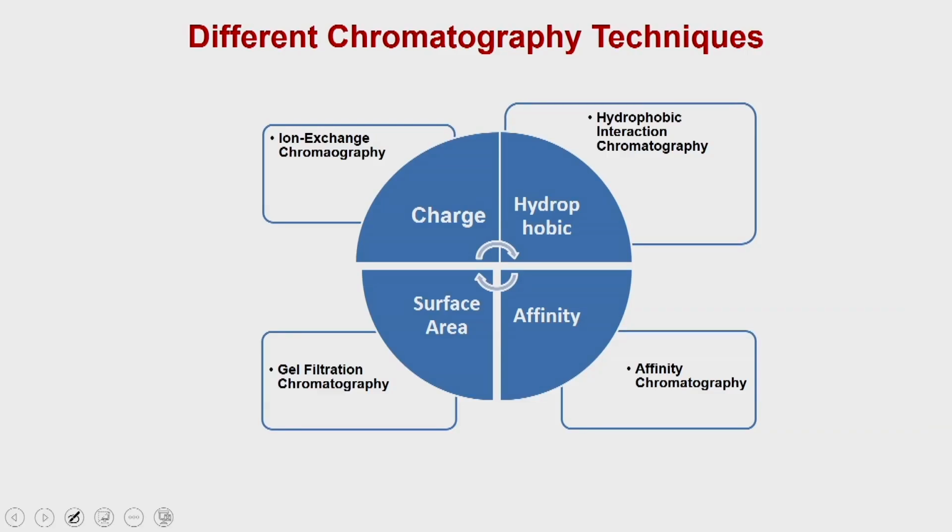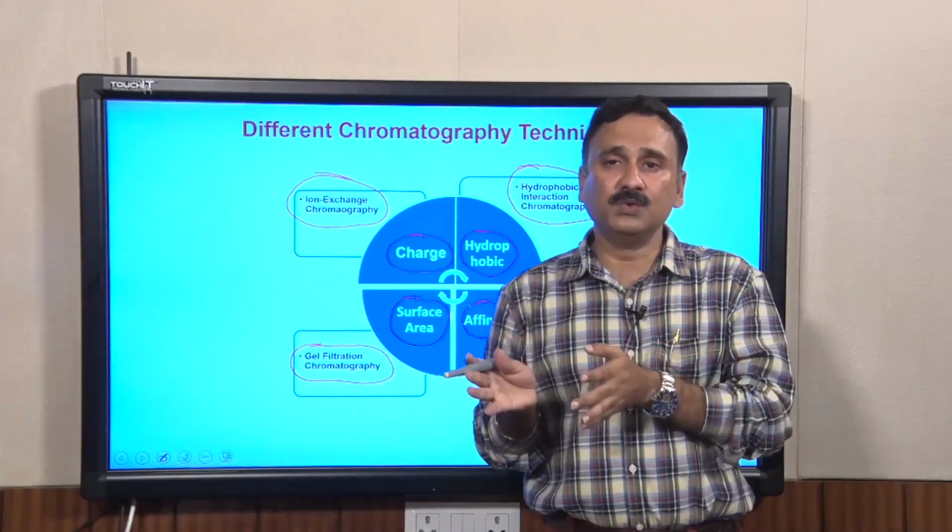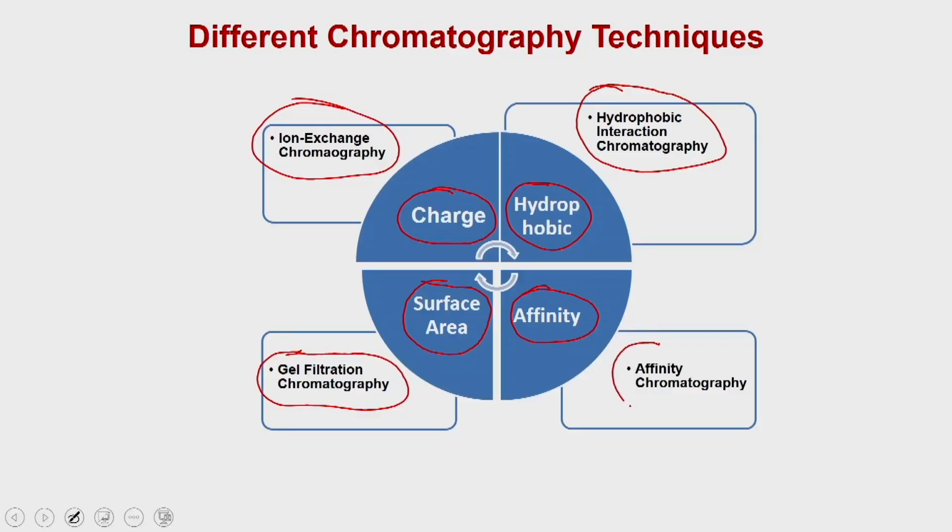So, that is what we have discussed. If the protein has a charge, you can use the chromatography technique called ion exchange chromatography. If the protein has hydrophobic patches, then you can use hydrophobic interaction chromatography. If the protein has different surface areas or hydrodynamic volumes, then you can use gel filtration chromatography. And at the end, if the protein has any kind of affinity to a biological or non-biological molecule, then you can use affinity chromatography.